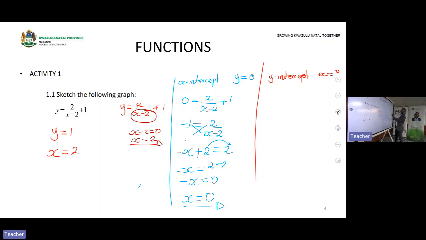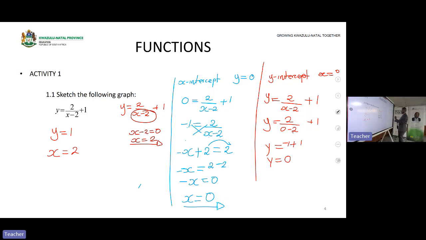Then we go to our equation, where y is equal to 2 over x minus 2, plus 1. Where there is x, we are going to substitute 0. Then our y-intercept will be equal to 0 again, because 2 divided by -2 will give us -1. Then -1 plus 1 will give us 0. So our y-intercept is also 0.